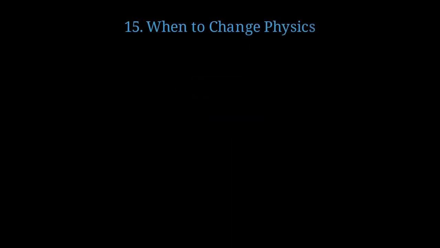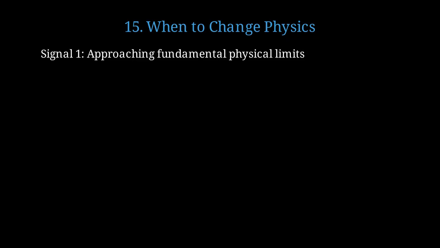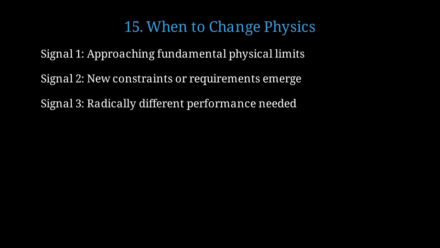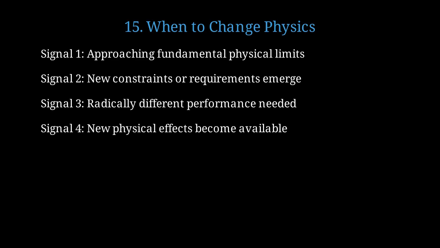When should you consider changing the physical mechanism rather than optimizing the existing one? First signal, when your current approach is approaching fundamental physical limits and further optimization yields diminishing returns. Second signal, when new constraints emerge, such as size limits, temperature ranges, or material restrictions. Third signal, when you need radically different performance, say 10 times faster or 1/10 the energy. Fourth signal, when new physical effects or materials become available that were not options before.